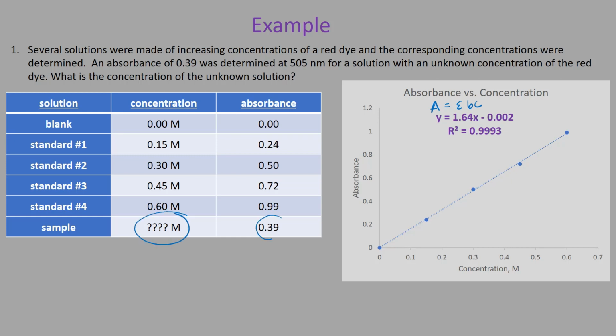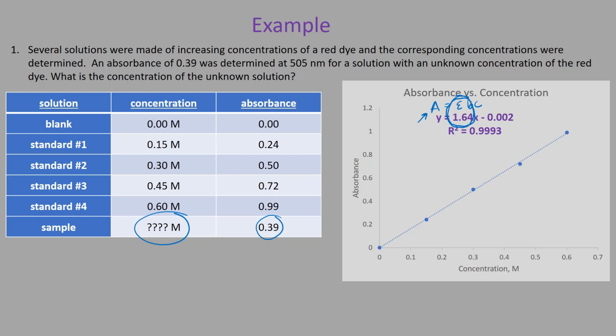So I have the absorbance of the sample. I can stick it in the spectrophotometer. I don't have to know what the concentration is to put it in the cuvette and stick it in the machine and get a reading out. So now I can plug in my absorbance here. I have epsilon and b right here because it's the slope, and then I just have to solve for C.